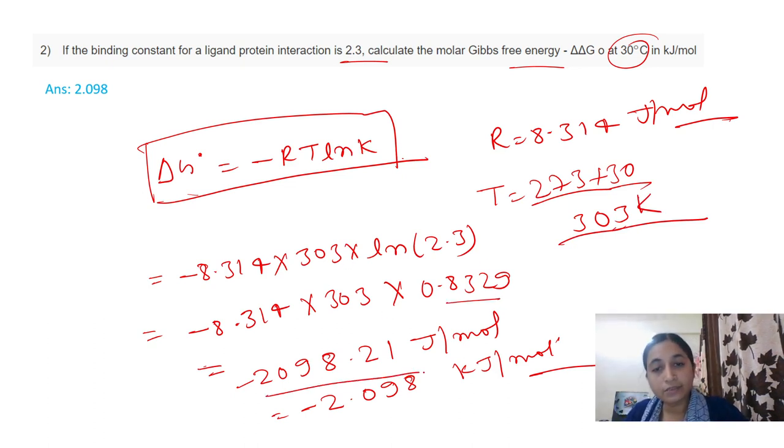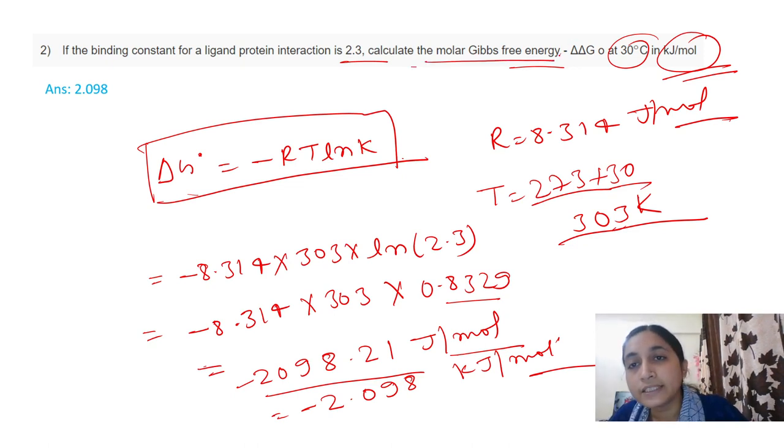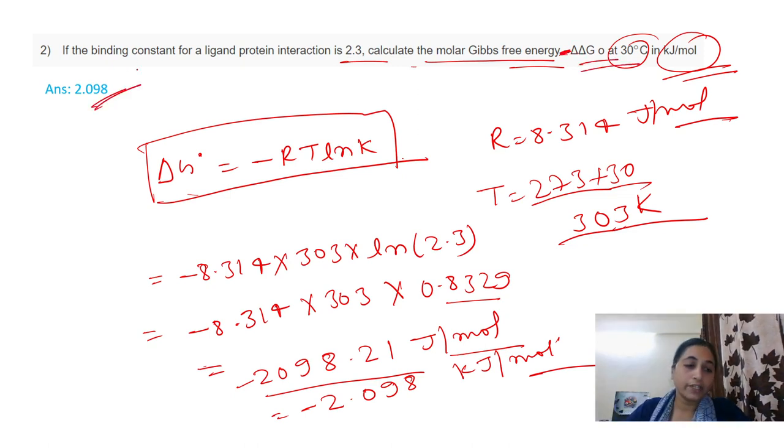So it will come this much in joule. But in the question, they have asked for kilojoule per mole. And also they have asked for molar Gibbs free energy minus, so just see the question carefully, minus delta G naught. So the answer will come 2.098.